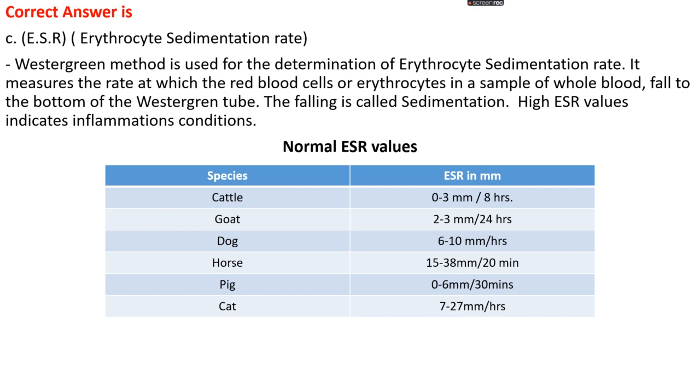Okay. Let's see the normal ESR value of different species. In case of cattle, it is 0 to 3 mm per 8 hour. In case of goat, it is 2 to 3 mm per 24 hour. In case of dog, it's 6 to 10 mm per hour. In case of horse, it's 15 to 38 mm per 20 minutes. In case of pig, it's 0 to 6 mm per 30 minutes. In case of cat, it's 7 to 27 mm per hour.